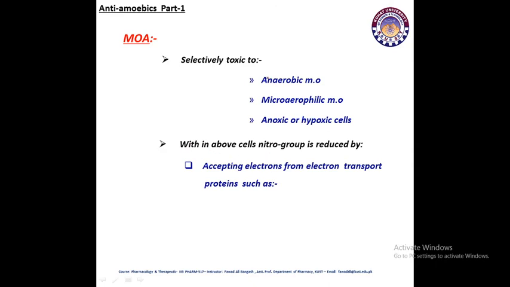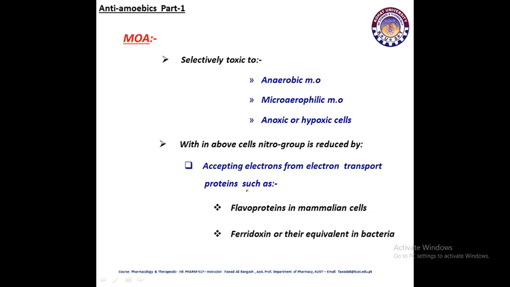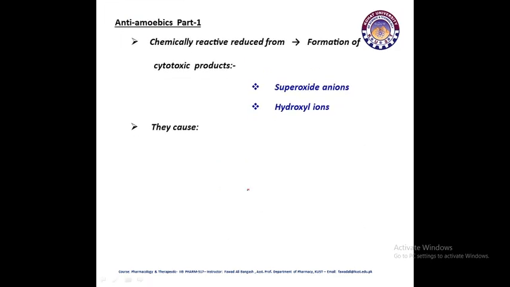In these cells the nitro group of metronidazole is reduced by accepting an electron from the electron transport proteins such as flavoprotein in mammalian cells and ferredoxin in bacteria. So they accept electrons from the electron transport protein. The chemically reactive reduced form leads to formation of cytotoxic products like superoxide anions and hydroxyl radicals.